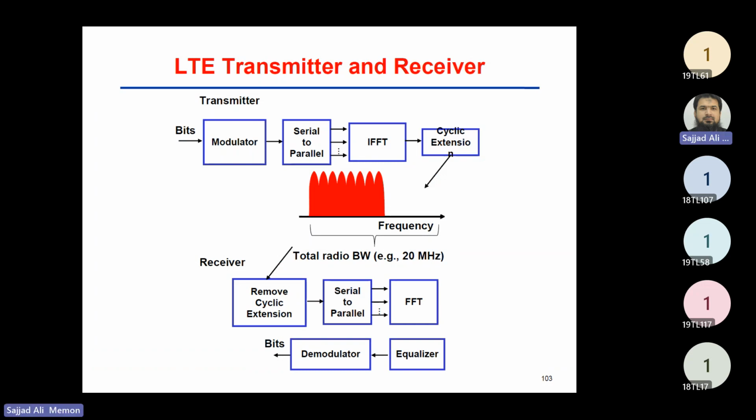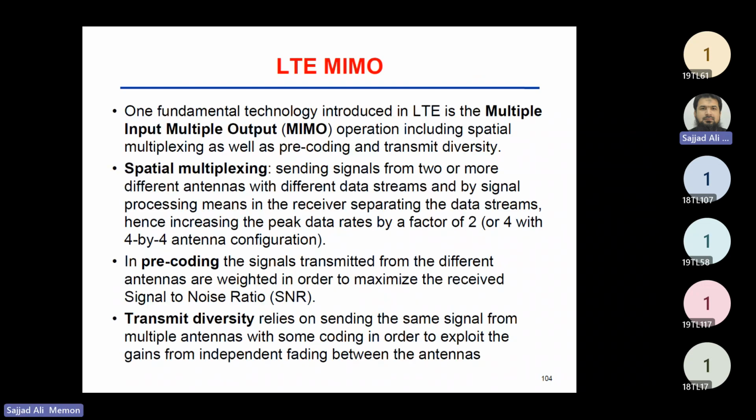So for the LTE transmitter and receiver, you can see modulation, serial to parallel conversion, IFFT and cyclic extension. At the receiver, remove the cyclic extension, serial to parallel conversion, FFT, and then we have equalizer and demodulation. So during transmission we have IFFT, and during reception we have FFT.